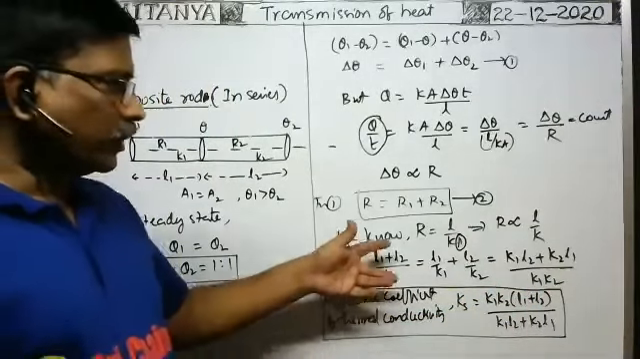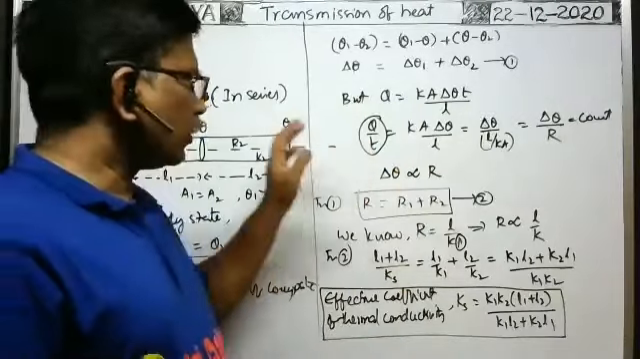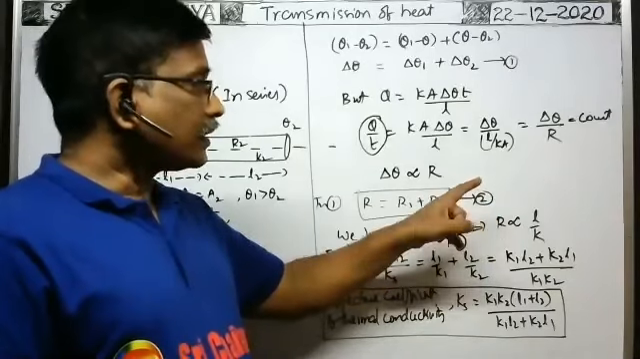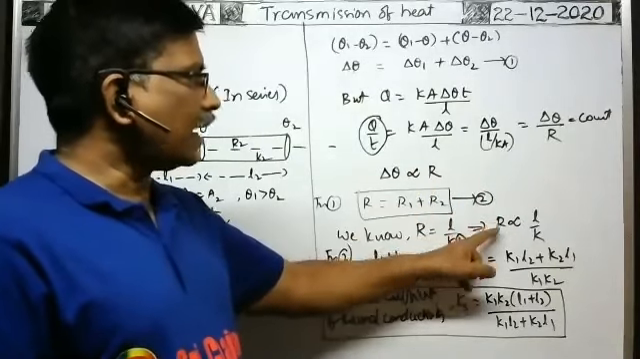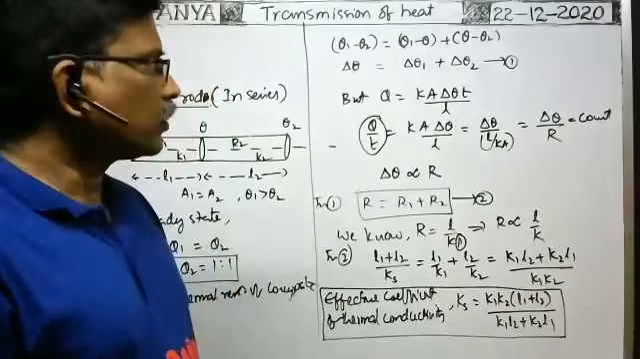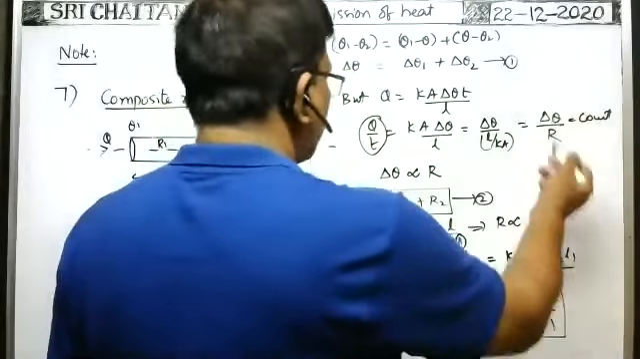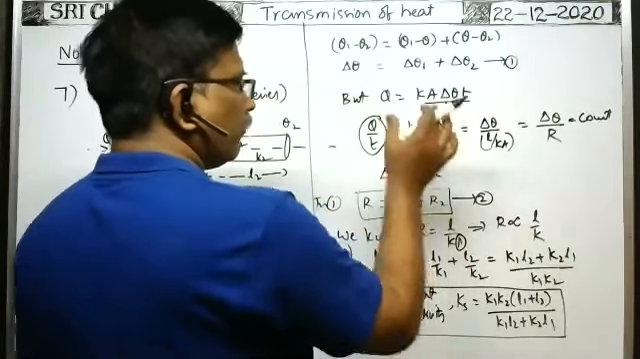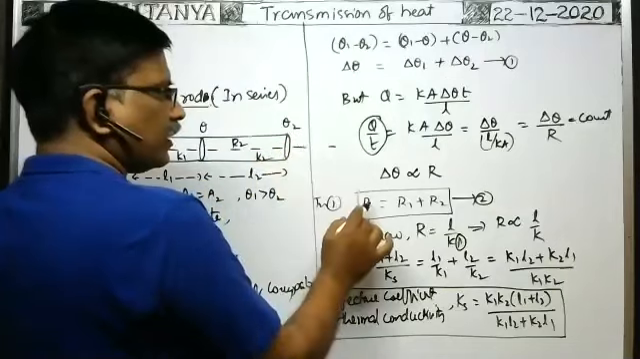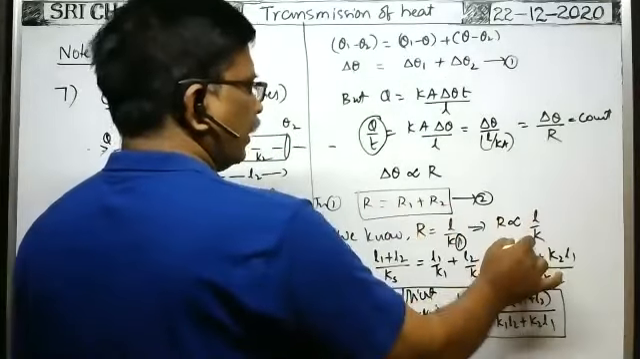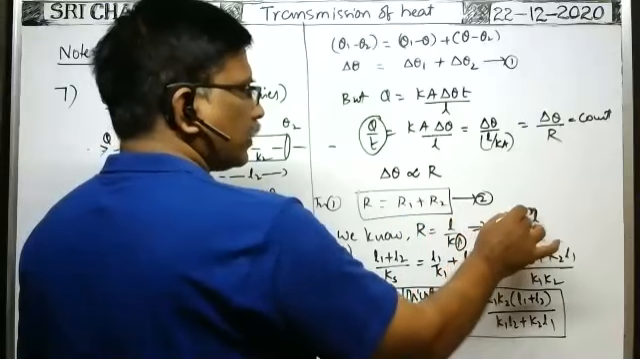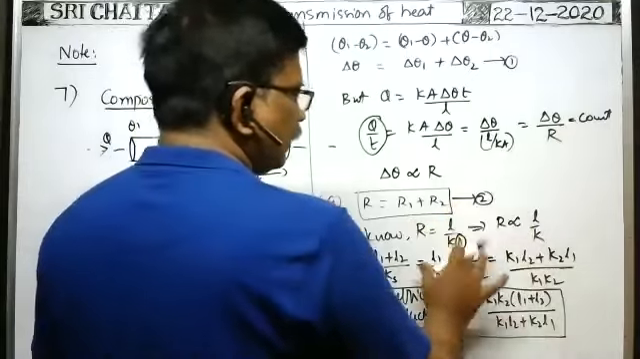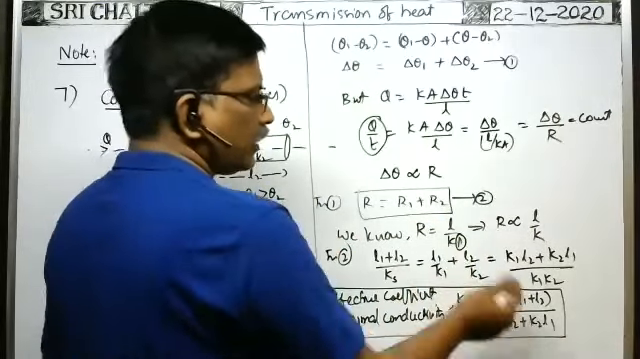Okay, or better to remember it like this. Whenever rods are connected in series, R is proportional to L by K. So whenever two rods are connected in series, the effective resistance R is equal to R1 plus R2. R means L by K. The effective length of the composite rod, L1 plus L2, by K is equal to L1 by K1 plus L2 by K2. Simply you remember it like that. Then you simplify them, you will get this answer.